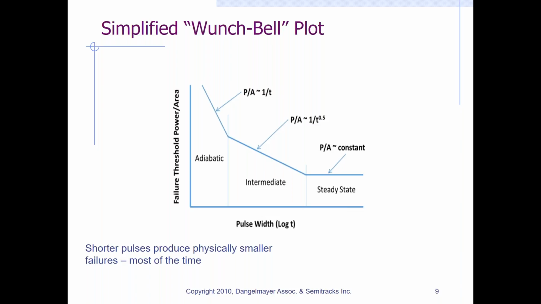So the adiabatic regime is where the failure occurs so quickly that no heat flows. That is typical of charge device model ESD failures, where you get a pinpoint failure site on a gate oxide. And then the intermediate and steady state ranges are where the pulse lasts long enough that the heat in competes with the heat out because there's a significant diffusion in the device. We won't go into this much further, but again, part of the goal of this webinar is to give you terminology that you'll hear in the ESD, EOS field. Next slide, please.